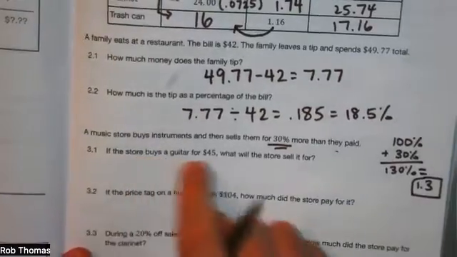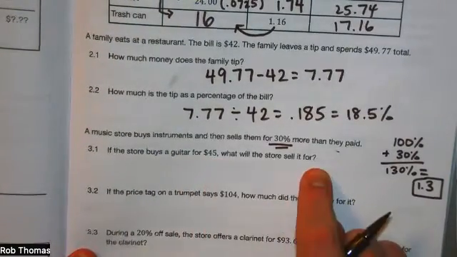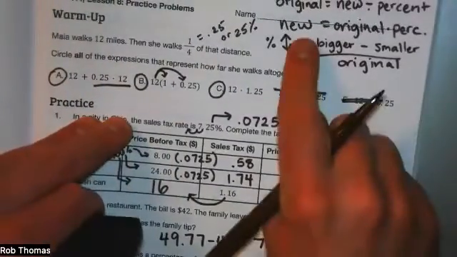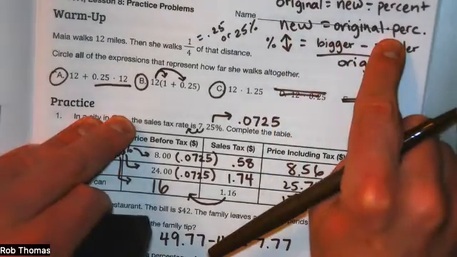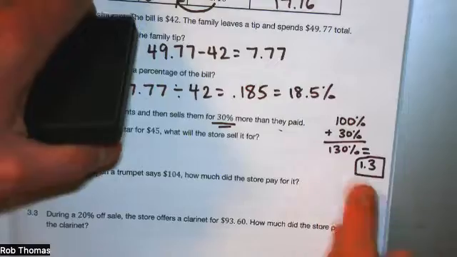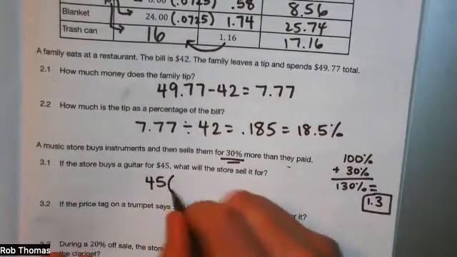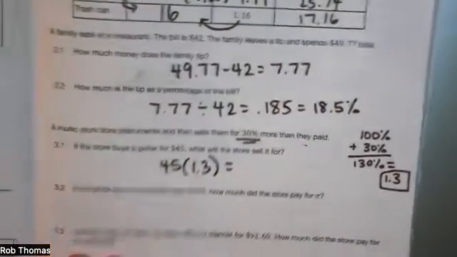If the store buys a guitar for $45, what will the store sell it for? So we have the original number here and we need the new. That's this. New equals original times percent. But the percent I'm using is the 130%, aka the 1.3. So 45 times 1.3. And I'm going to let you get that answer.